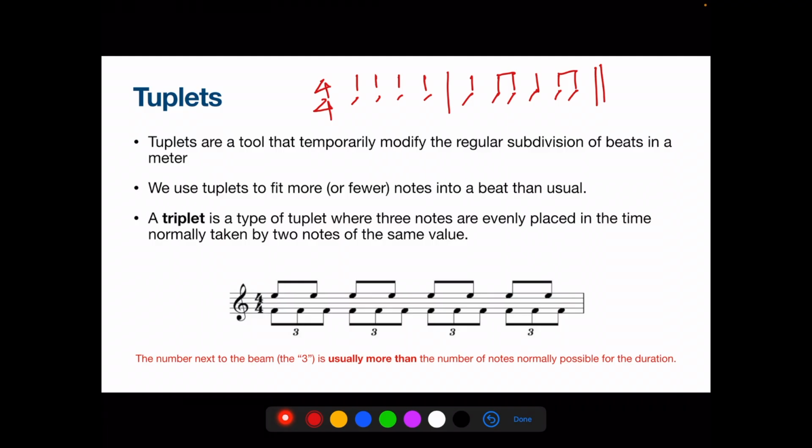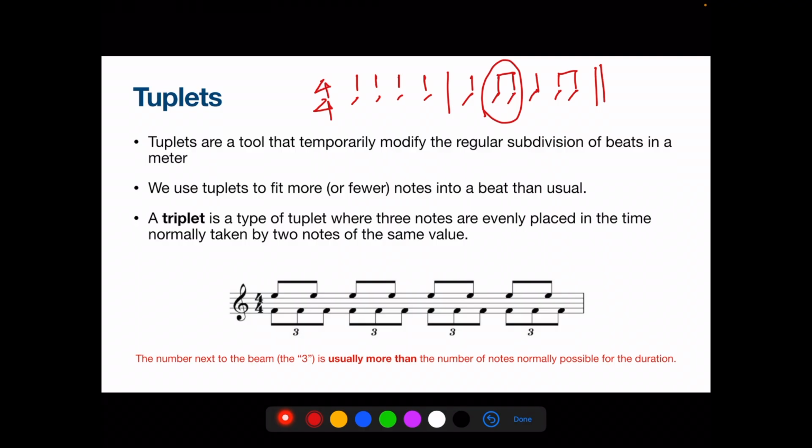But what if you just want to be more creative and you think, instead of having ta ti ti, I want something like ta ti ti ti ta. You want to add one more note. You want to make it a group of 3 instead of just 2. But then you also don't want to change the meter to a compound meter, because you just want to temporarily do it here and there, just to make the music more exciting in some ways. Well, that's where the tuplets come in. So we use tuplets to fit more or fewer notes into a beat than what's usually allowed.